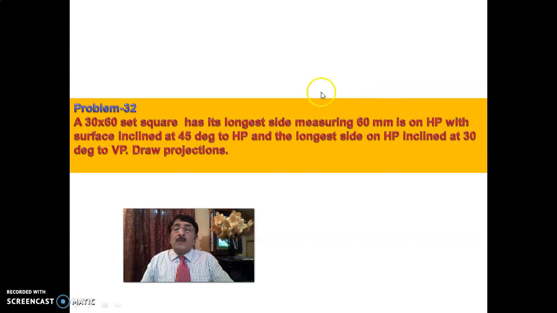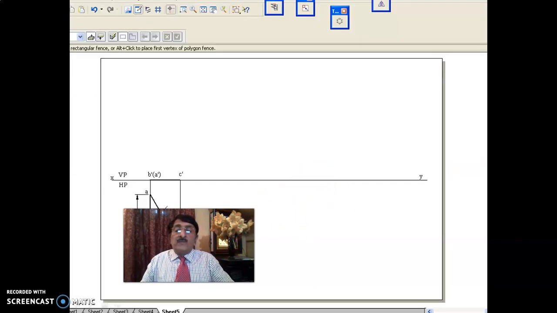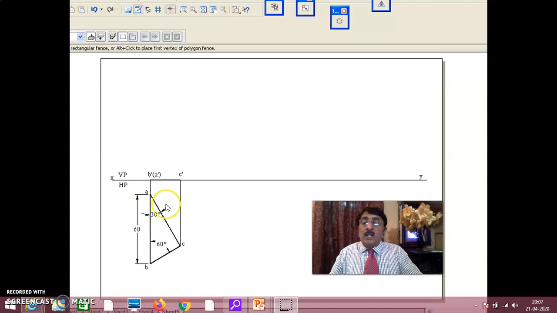Now, a set square problem: a 30-60 set square, as its longest side measuring 60 mm is on HP, with surface inclined at 45 degrees to HP, and the longest side on HP inclined at 30 degrees to VP and all that. It's a simple problem. 30-60 set square, you draw first. Longest side, 60 mm you take, and from AB you draw. From one end a 30 degree line you draw, from the other a 60 degree line you draw. Wherever it intersects, you get the C.